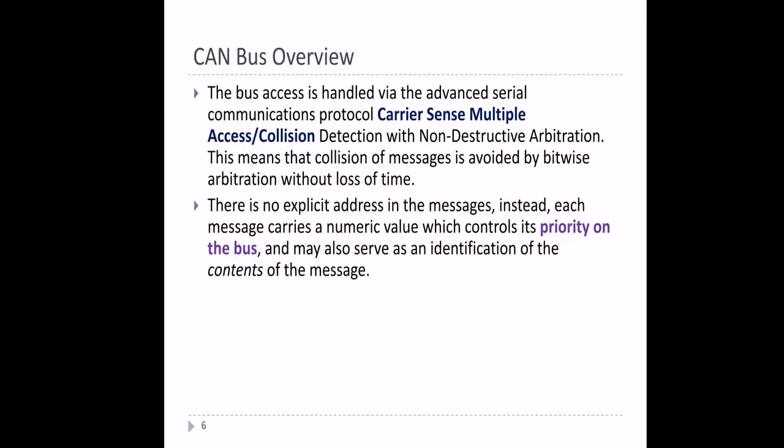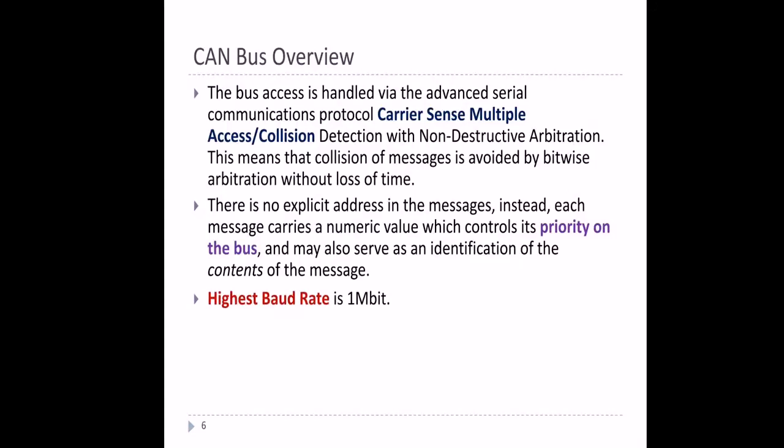There is no explicit address in the message. Instead, each message carries a numeric value. So the priority on the bus is made simpler in CAN. It may also serve as identification of the contents of the message. In terms of the message ID, we'll see these things in the upcoming slides.